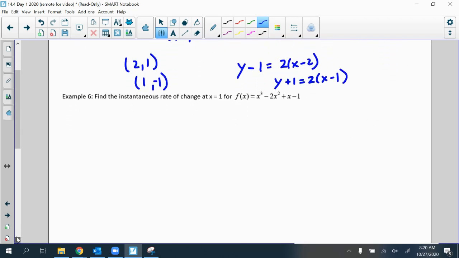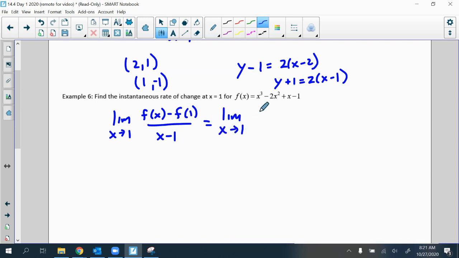Find the instantaneous rate of change. So this is not asking for a tangent line. This is just asking for the slope of the tangent line at x equals 1. So limit as x approaches 1, f of x minus f of 1 over x minus 1. So the limit as x approaches 1 of x cubed minus 2x squared plus x minus 1. And then remember that f of 1 was -1, so minus -1 over x minus 1.